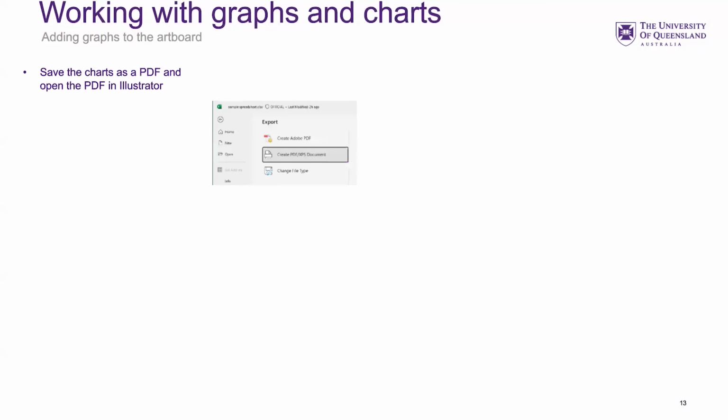All right, so working with charts and graphs. You can copy and paste charts directly onto the artboard. But if any of you have tried this, you'll know that, particularly coming from Excel, it can be a pain working with them. A better way to do it is to save your chart as a PDF and then open that PDF in Illustrator. It's still not great, but it's better.